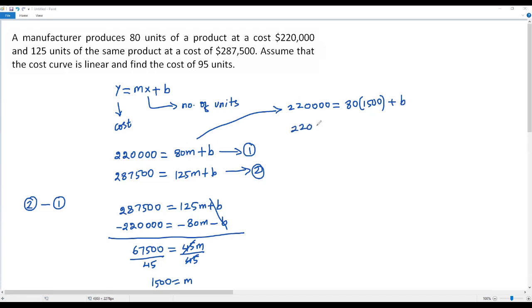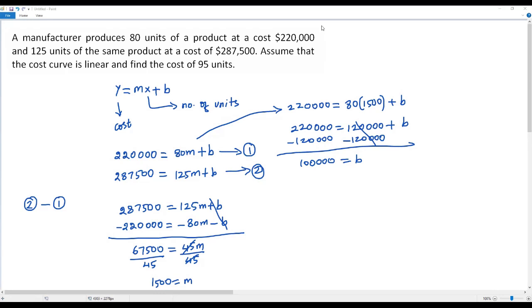220,000 equals, when I multiply 80 and 1,500, I am getting 120,000 plus b. Let me subtract 120,000 from both sides of this equation. Then this one will cancel out. The simplification of this one is 100,000. Here I got the value of b.